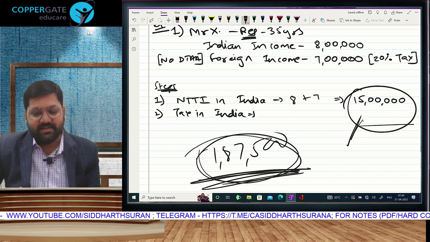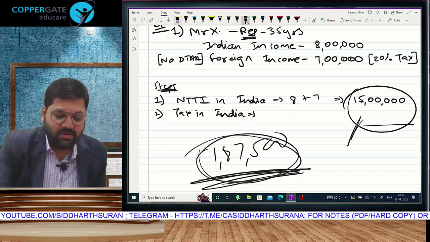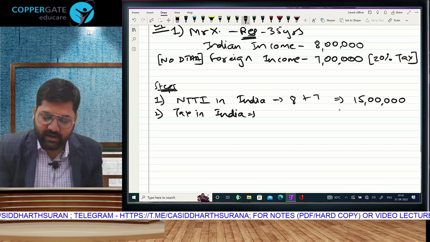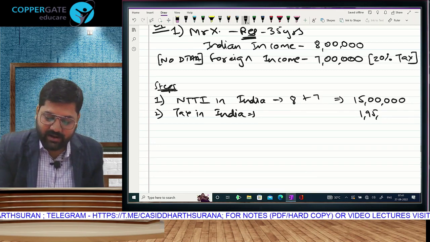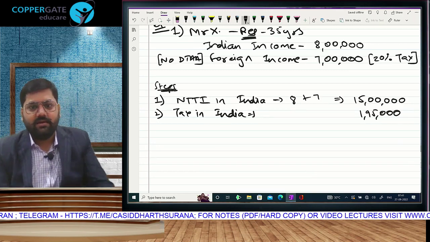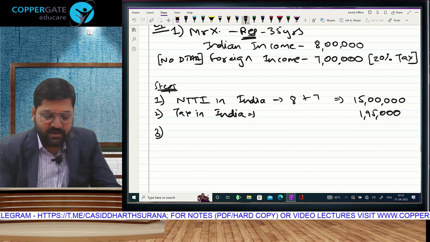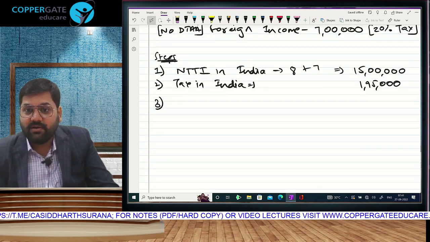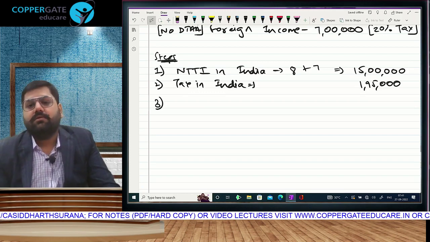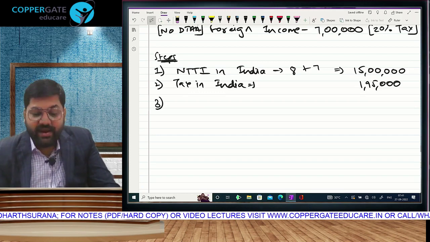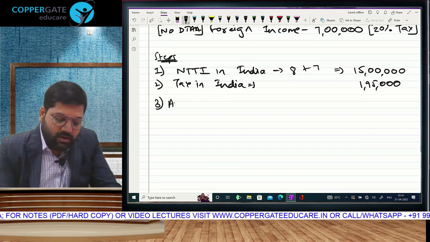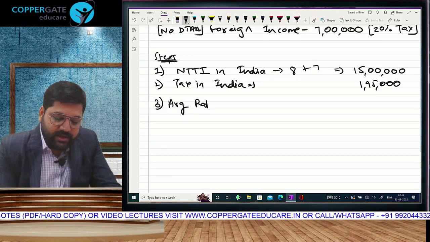No, cess will come, no? So you add 4% and the tax in India will be 1,95,000. Correct? This, ladies and gentlemen, is the most important step of the entire calculation, the step called average rate of tax.